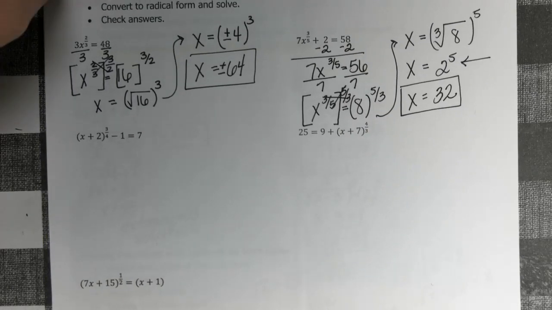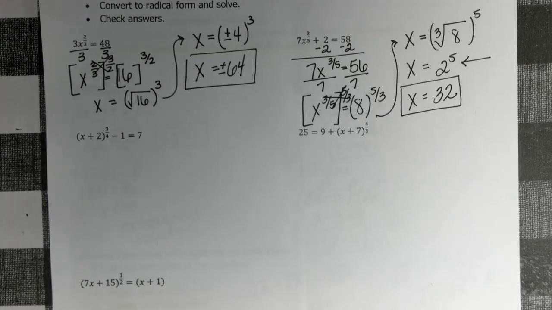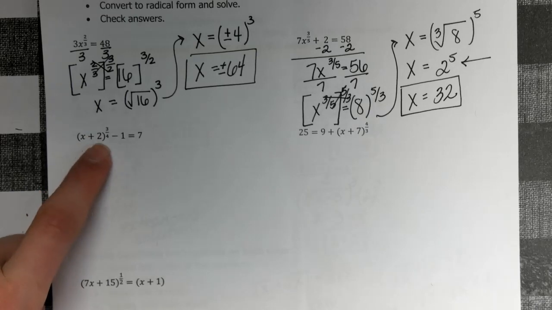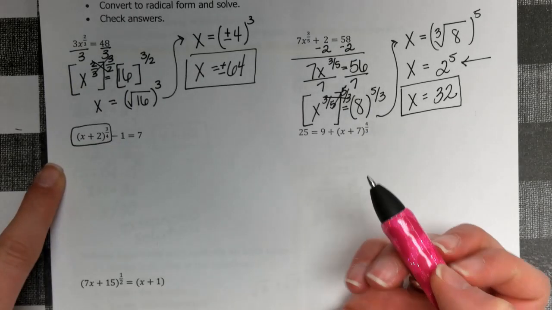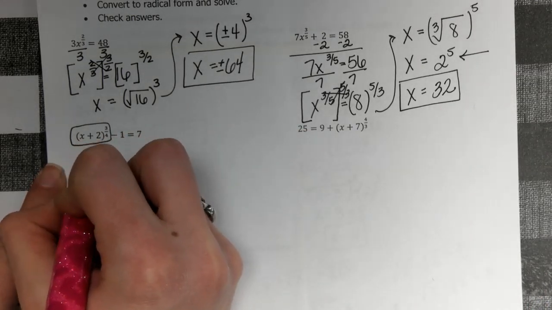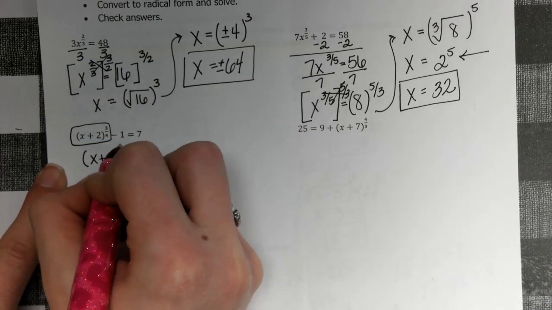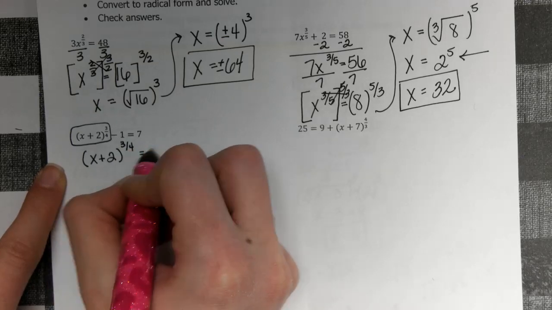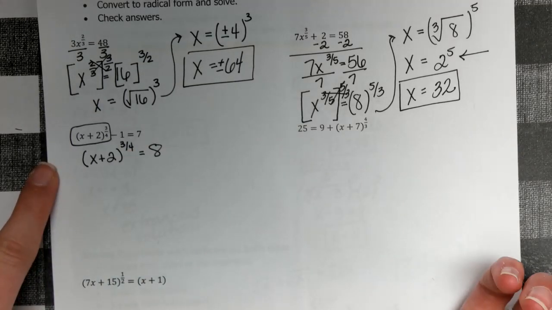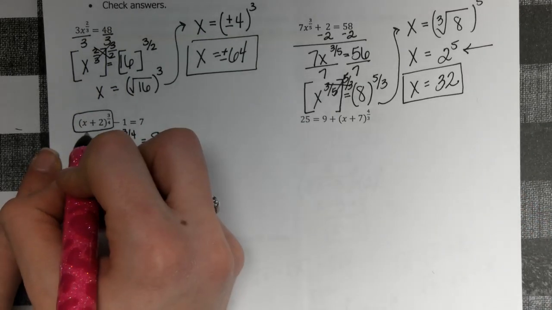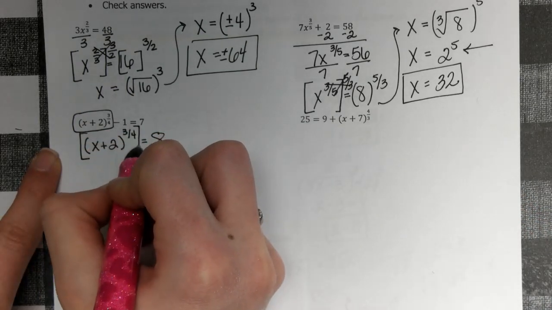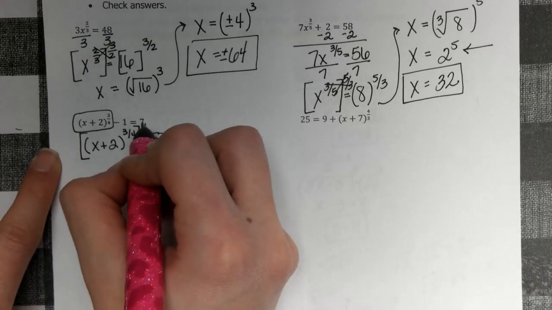Do we have questions before we move on to a whole set of parentheses? Okay. So now I've got x plus 2 being raised to the 3/4. So that is what I want isolated. So I'm going to add my 1, and that leaves me with x plus 2 raised to the 3/4 equals 8. I'm going to raise that left side to what power? 4/3.